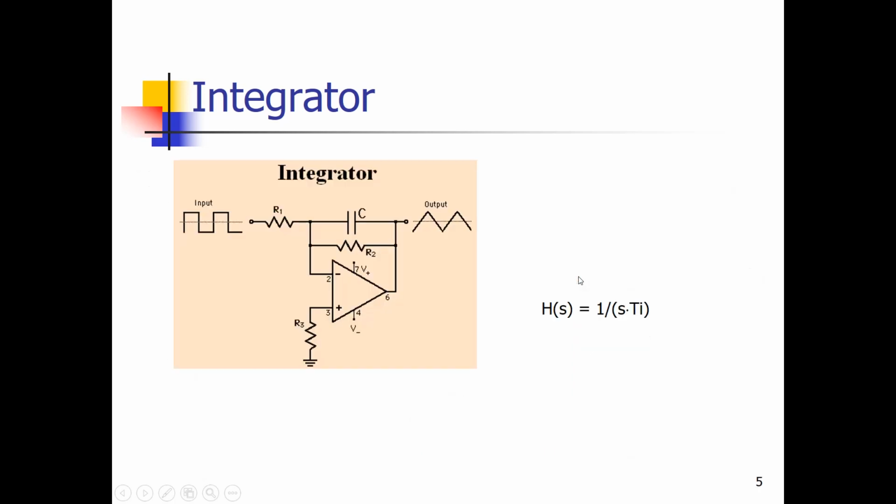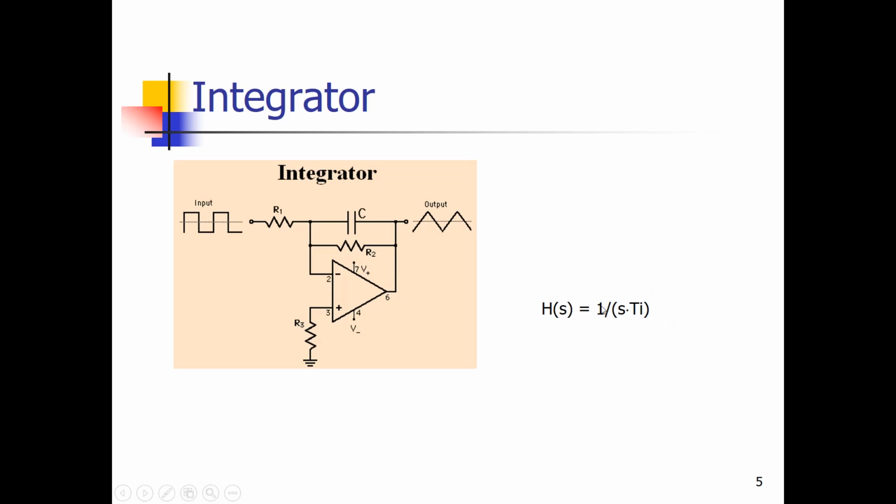We can create an integrator, for instance, in this way with an op amp and an R and a C. And in the Laplace domain, we have a transfer function which is equal to H is 1 over s times Ti.